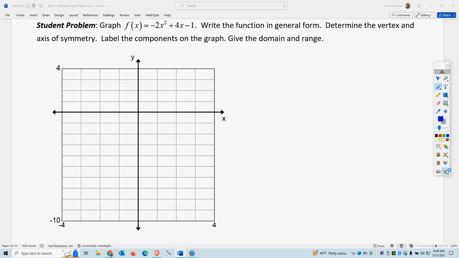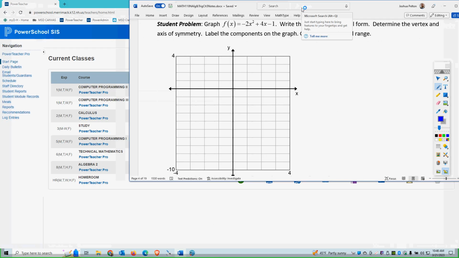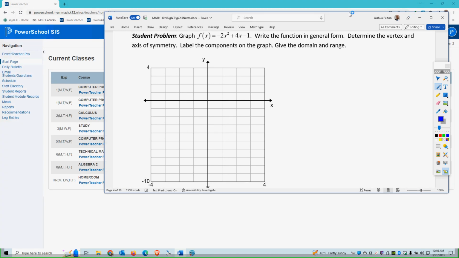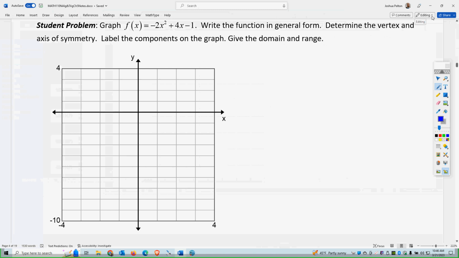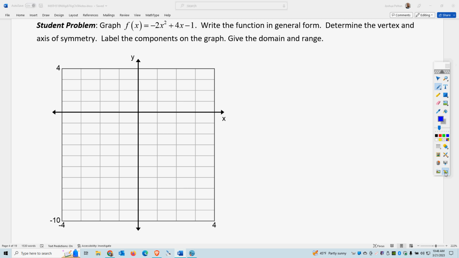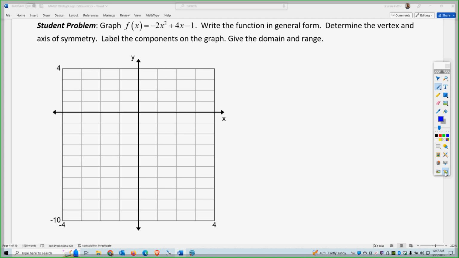Okay, so this one is already in general form. Done. Whoa, hold on. Pen didn't turn on. Come on. There we go. It's already in general form. Okay, so f of x equals -2x squared plus 4x minus 1.